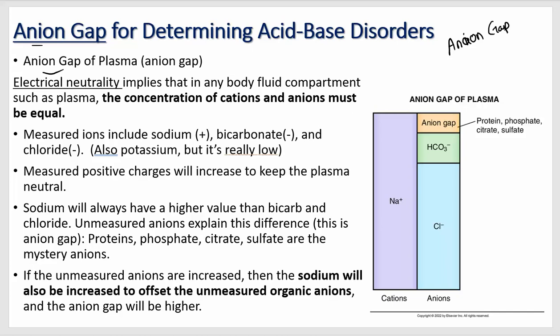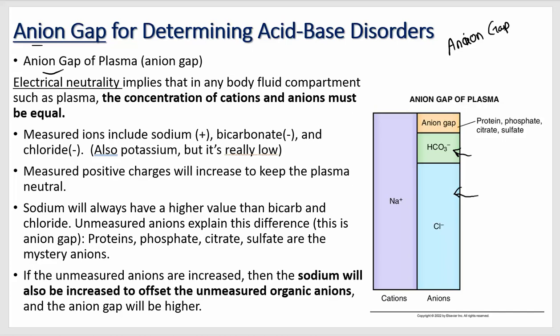Things that are always measured tend to be sodium and chloride, and I guess we could say bicarbonate. So those things are measured, and we can see those. Note that sodium is positively charged and bicarb and chloride are negatively charged. We also look at potassium, but potassium is a very small amount, so a lot of times we just ignore it. And we think, okay, our blood plasma is neutrally charged.